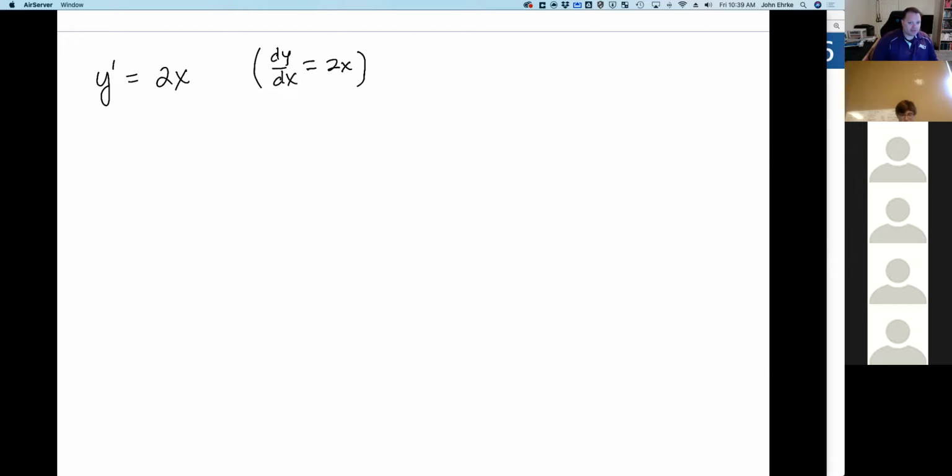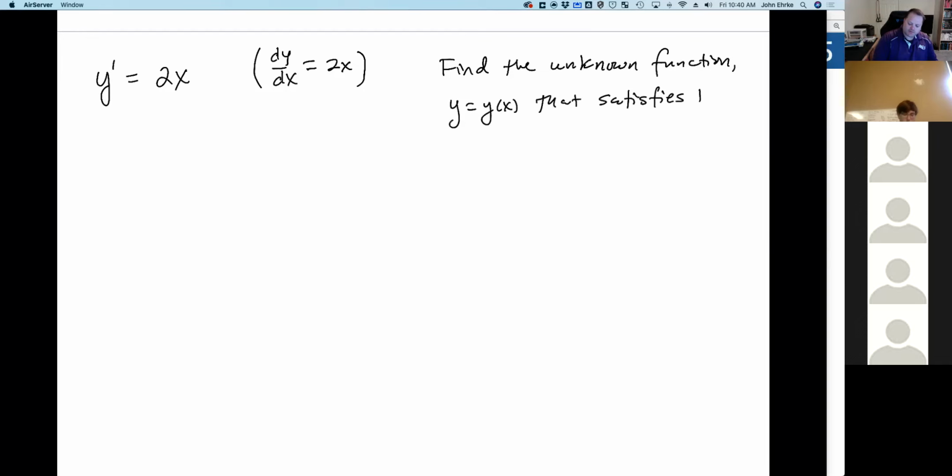So solving this is a matter of, honestly, this is almost Cal 1. This isn't really a differential equation for ODEs. This is more of a Cal 1 or Cal 2 problem. The goal of solving a differential equation is to find the unknown function y that satisfies both sides of the equation. That's the goal in this course. Sometimes it's easier said than done. It's really easy on this particular one because I'm looking for a function whose derivative is 2x.